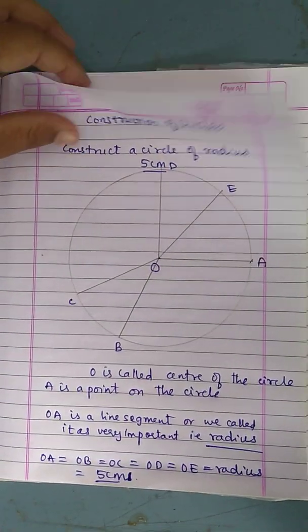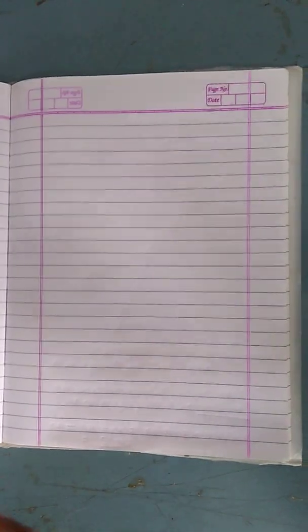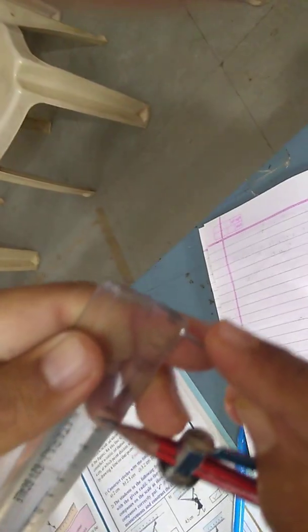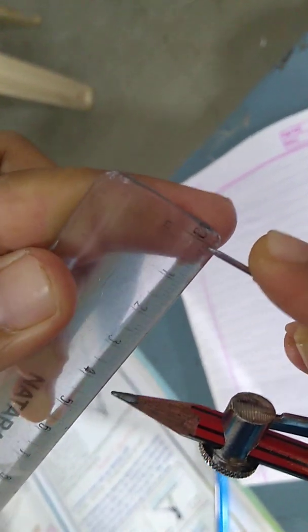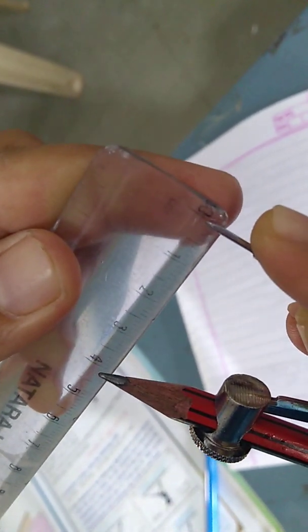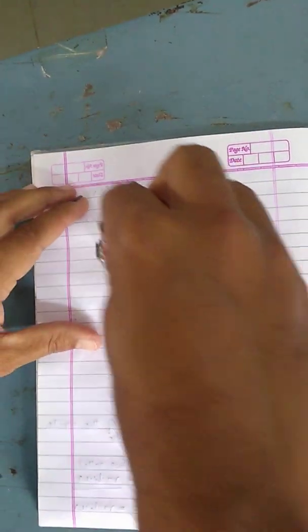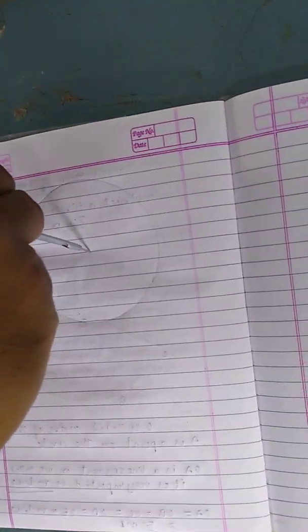One more circle I will do. Now you can see, I will construct a circle of 4 centimeters. The pointer is on the 0 of the ruler and the pencil end is at 4 centimeters on the scale. Now this is 4 centimeters. Without disturbing the compass, we can now construct a circle. Yes, a circle of radius 4 centimeters is constructed.